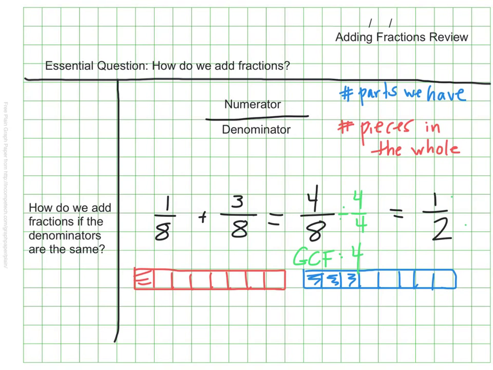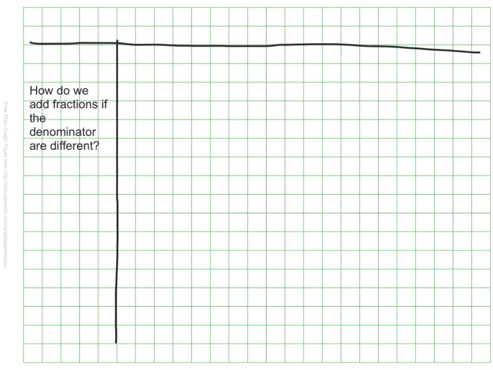In the left-hand column, let's write one more quick question. This time we want to know, how do we add fractions if the denominators are different? Oh, sorry, I see that I forgot an S here. Denominators are different.